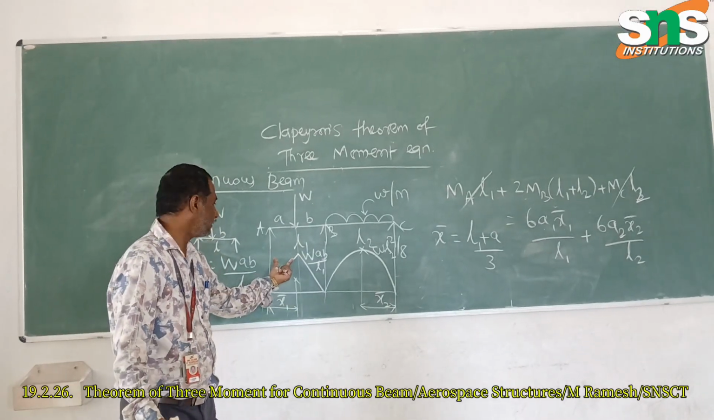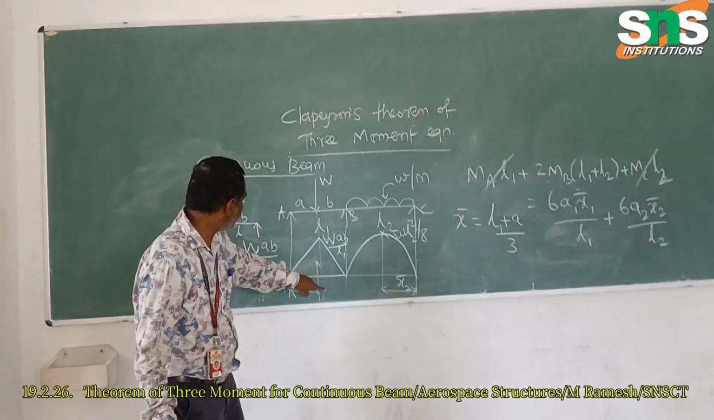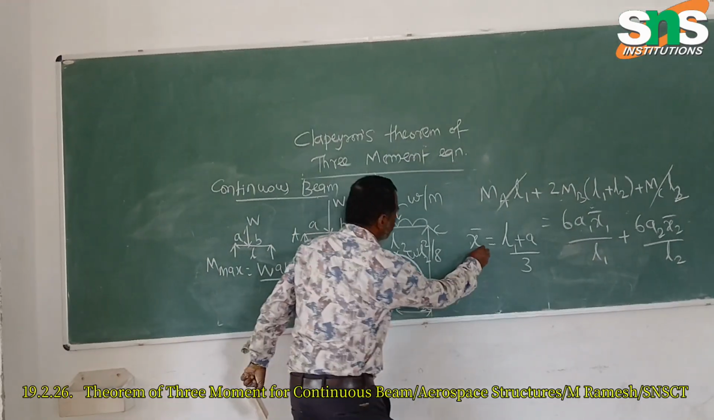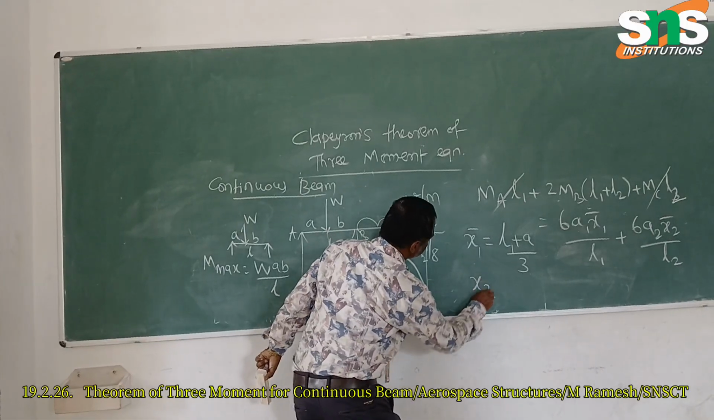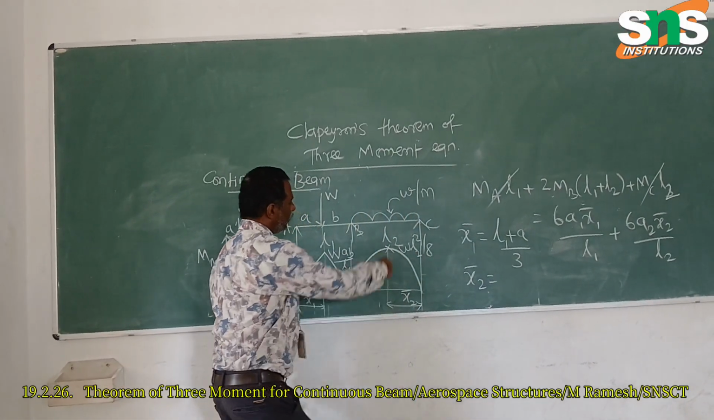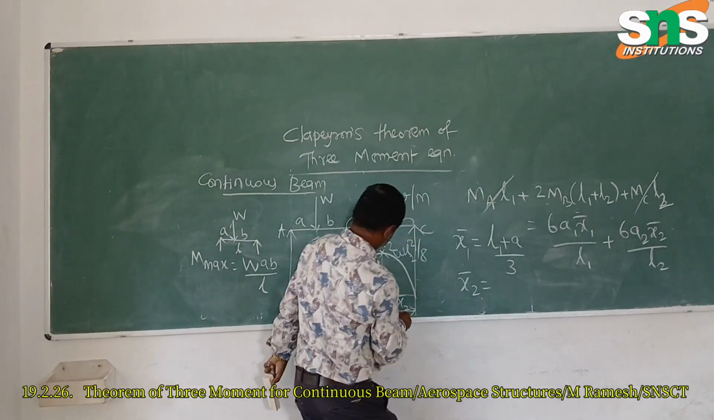But here it is the left side. We have to take from the point A only. So L1 plus A by 3 is the centroid, as this is for the first region. And x2 bar equals half of the line, since it is symmetrical. So x2 bar equals L2 by 2.